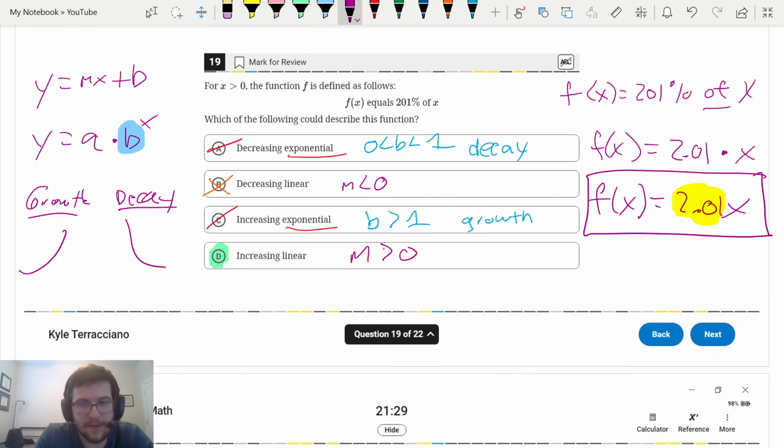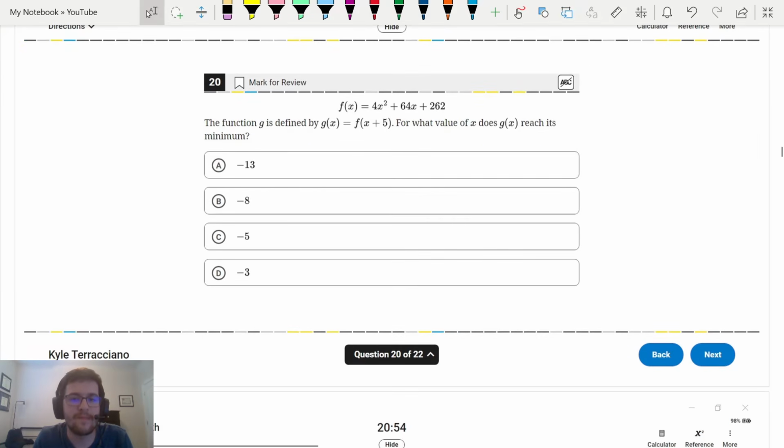Again, that wasn't really relevant to the question, but I figured you should know that in case another one like this came up. So if it looks like a times b to the x, it's probably exponential. If it looks like mx plus b, it's probably linear. And of course, we had to understand what 201% of x meant. Remember, of becomes multiplication, and for percent, you divide by 100 to make it a decimal. That's all you do. Nothing with percent multipliers on this, not like the other questions. Okay, so 19 is D. Great.